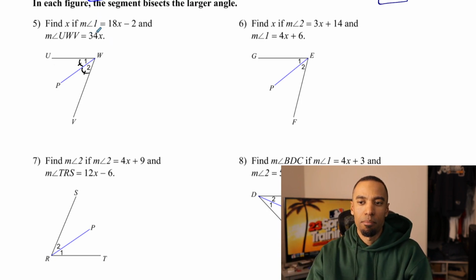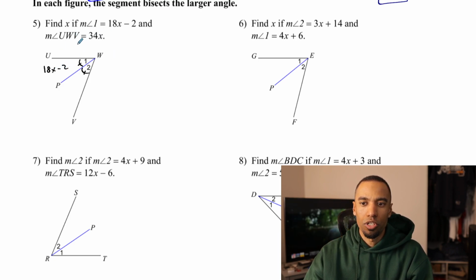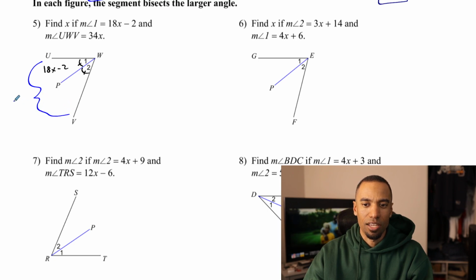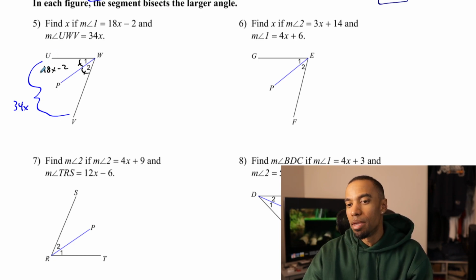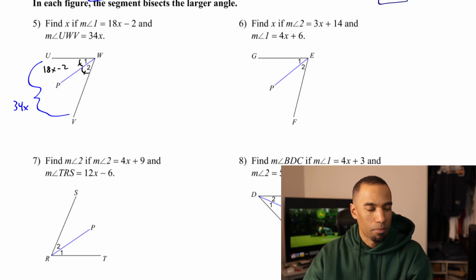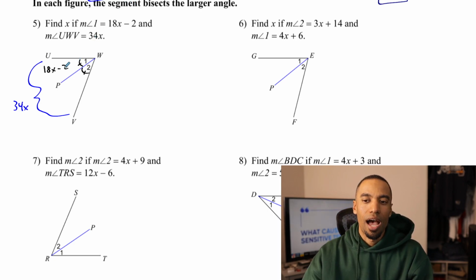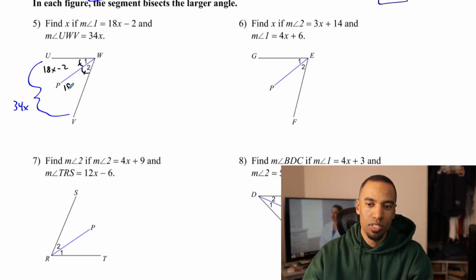We're going to find x if the measure of angle 1 is 18x minus 2, not labeled. Measure of angle UWV, that's the whole thing, is 34x. This is just like the midpoint thing for segments, where I have one part and the whole thing. I could double this to equal the whole thing, or I can express angle 2 as 18x minus 2 as well, because they're the same thing.